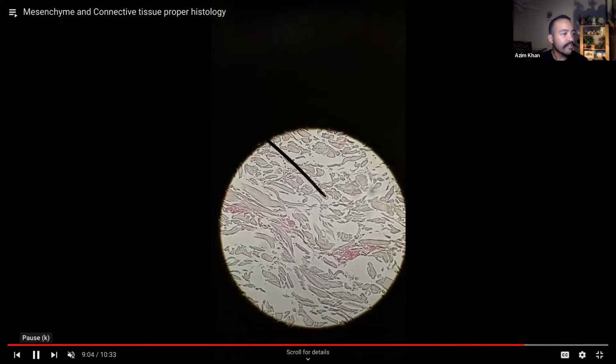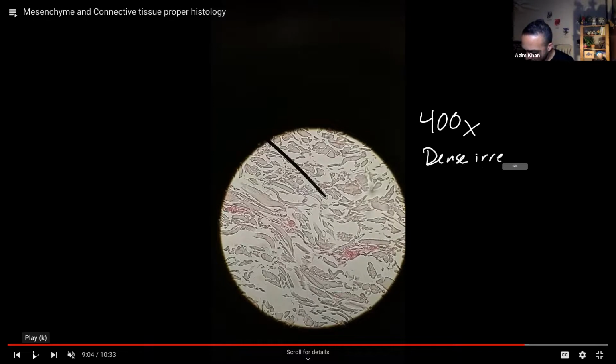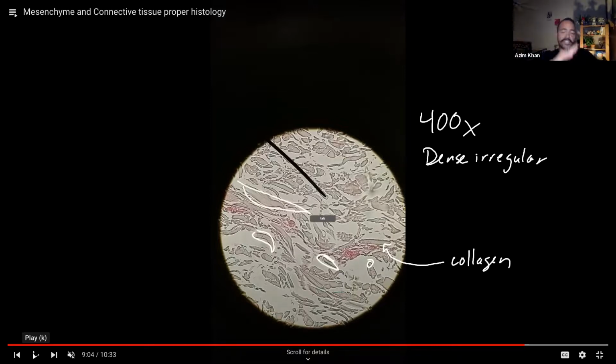This is 400x. Look at how some of the collagen looks longer, looks round, looks diagonal. It's because they're all coming in different directions. So when you take a slice of it, you get them in different phase slices. Dense irregular provides multi-directional force resistance in the skin, surrounding blood vessels, surrounding the esophagus.